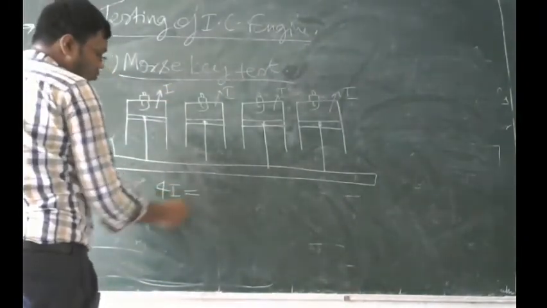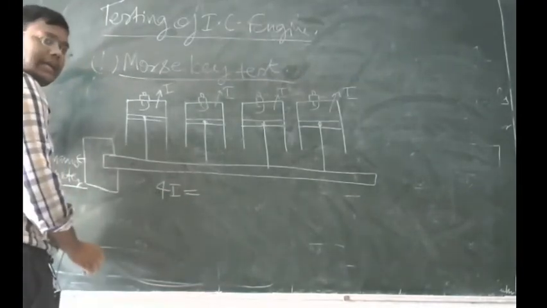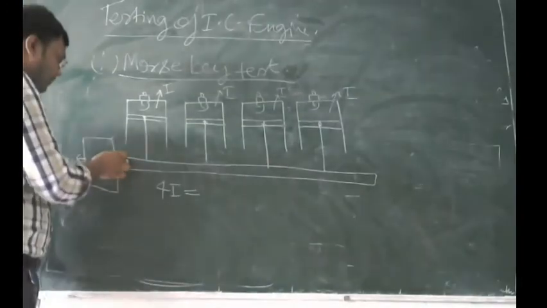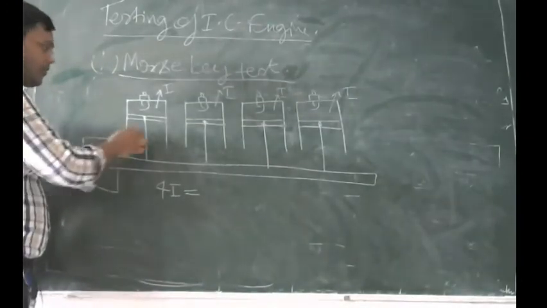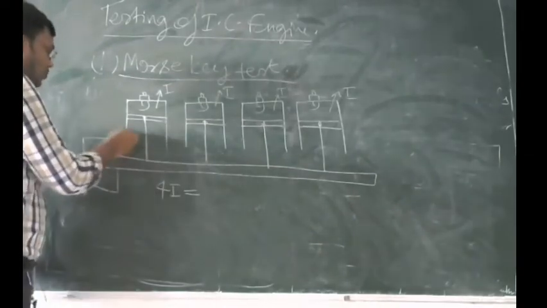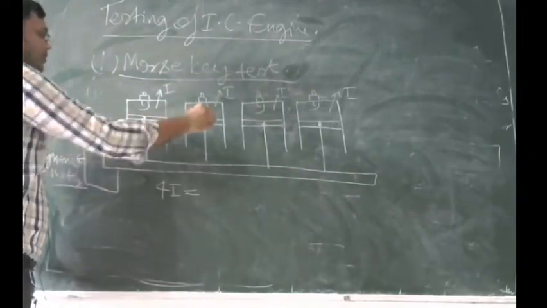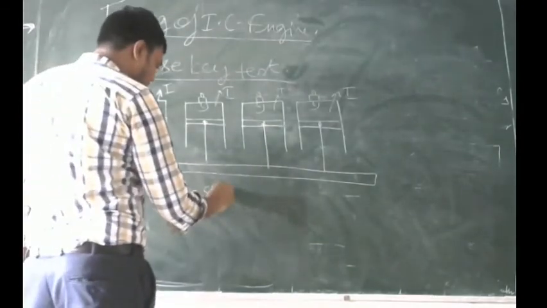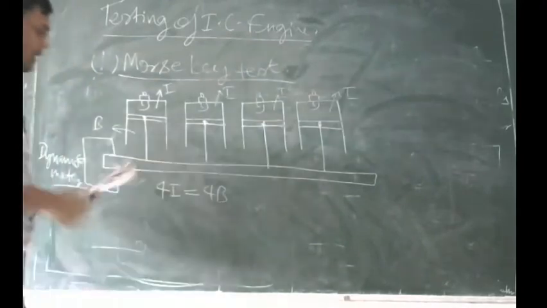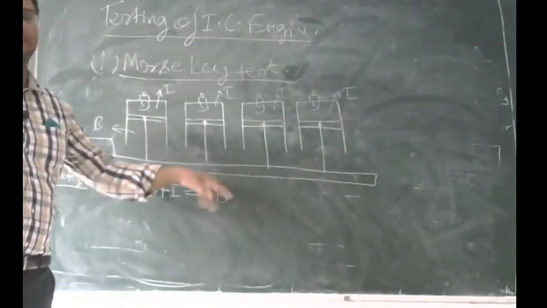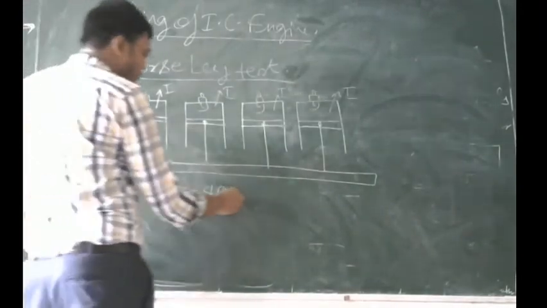Which should be equal to the brake power, that is the reading of the dynamometer from all the four cylinders. If from one cylinder we get the brake power equal to B, then from all the four cylinders it will be equal to 4B. So 4I should be equal to 4B, but this brake power should be less than the 4 indicated power, because there are some friction losses. So this 4I should be equal to 4B plus 4F.